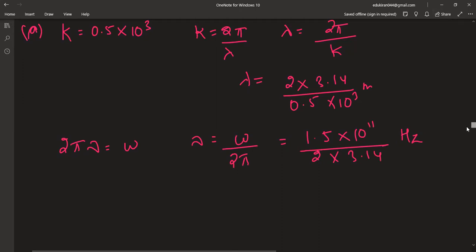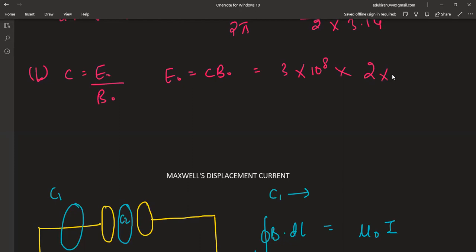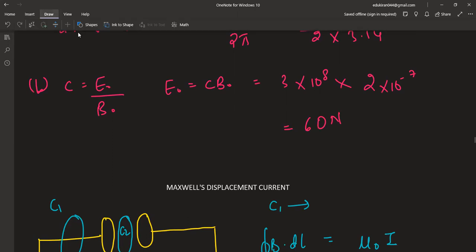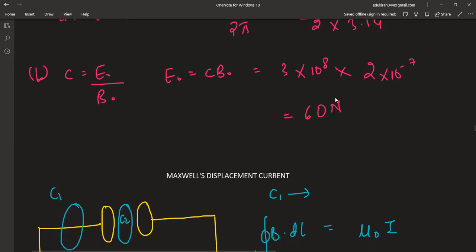Now coming to the second part. c is equal to E naught by B naught. E naught is equal to c B naught. So speed of light is 3 into 10 to the power 8. B naught is given as 2 into 10 to the power minus 7. So this equals 60 Newton. We are calculating the electric field, right? This is Newton per Coulomb.